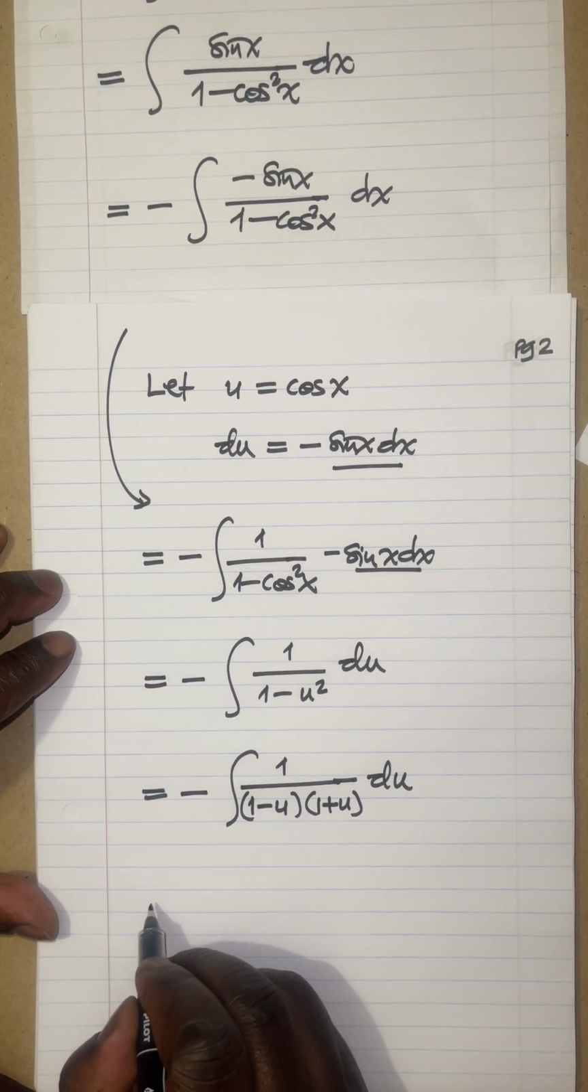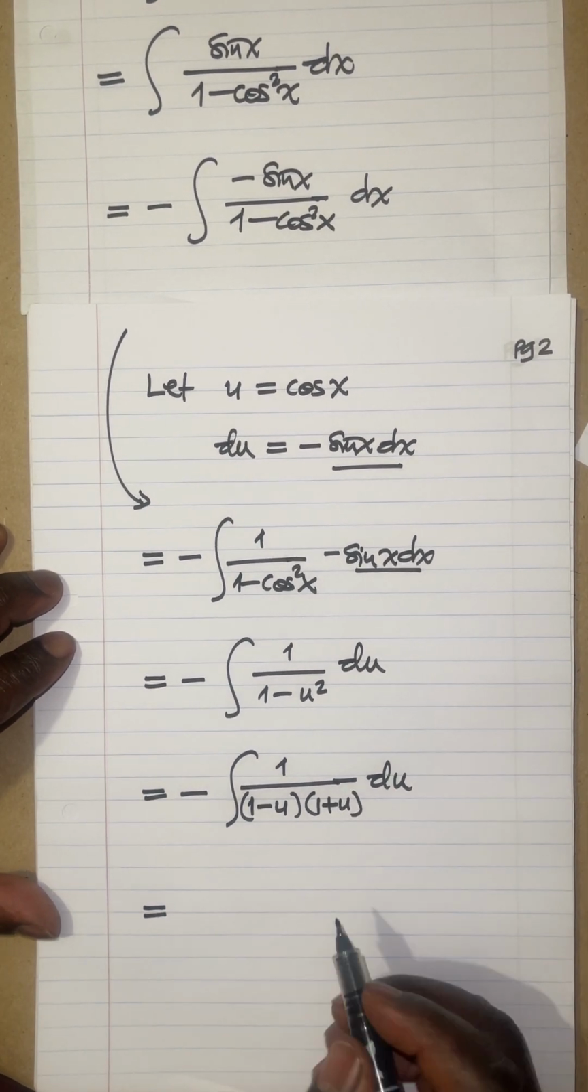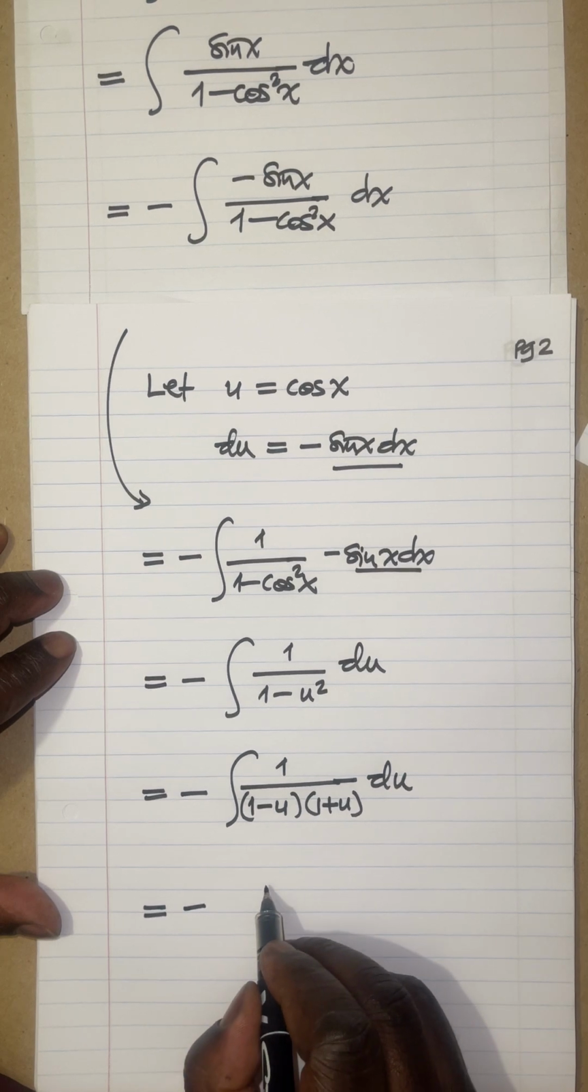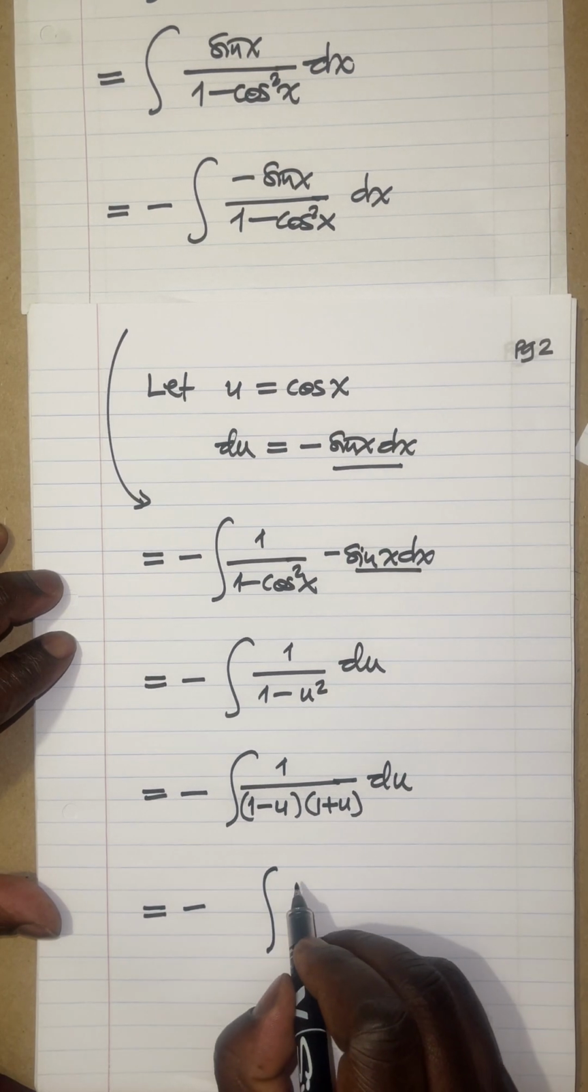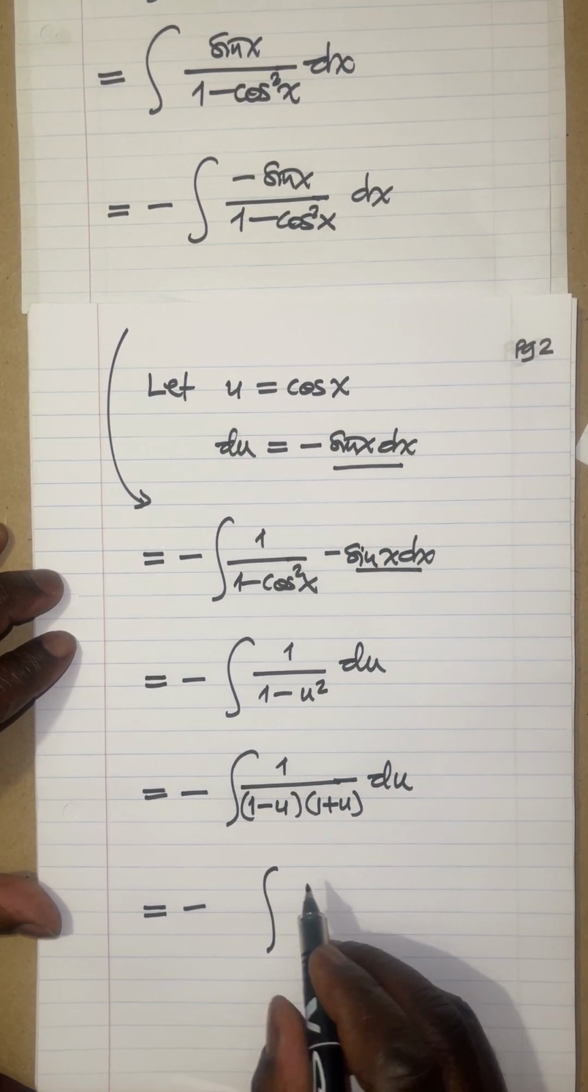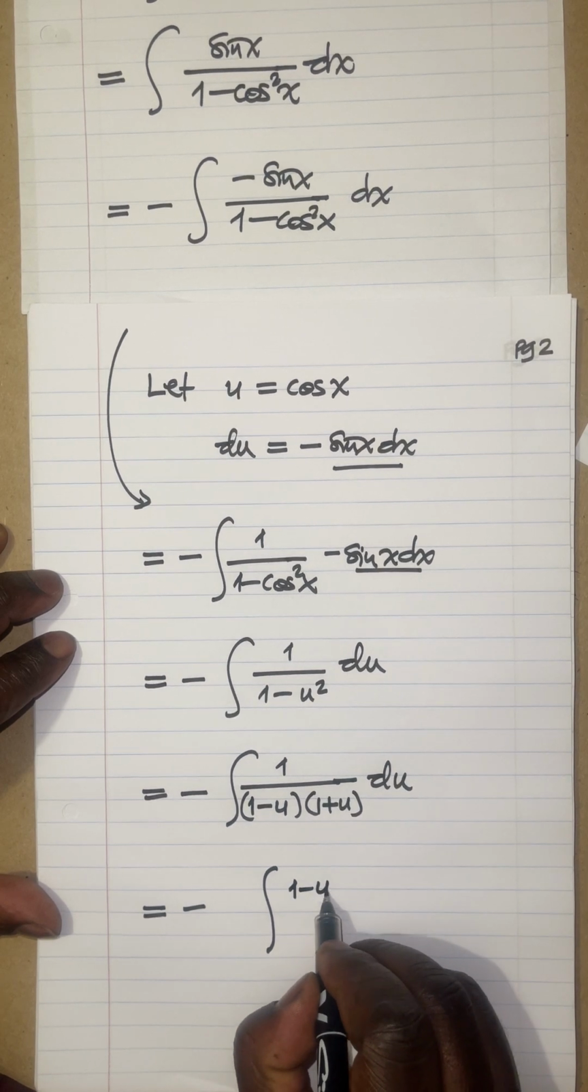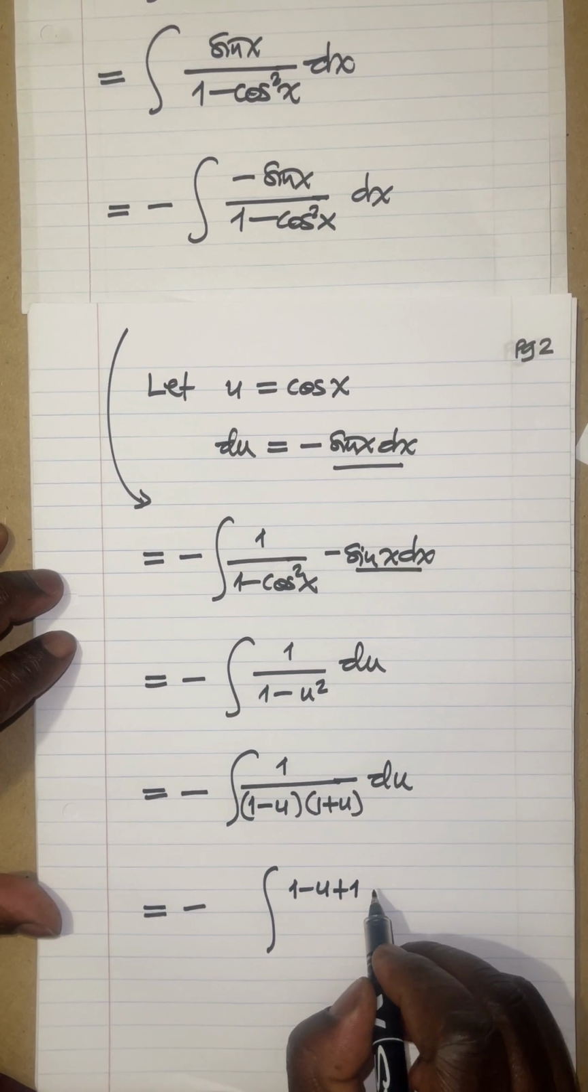Now looking at this part here, we have to break this one down. And what I'm going to do is the following. Check this out. Minus, and I'm going to put this one somewhere here. And I'm going to say, I want to produce this in the numerator. So I will say 1 minus u plus 1 plus u.